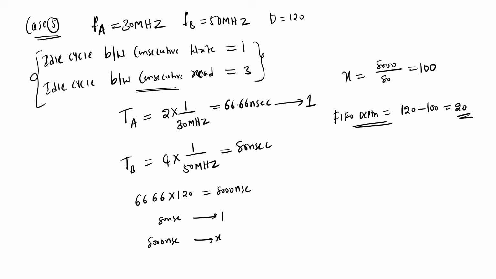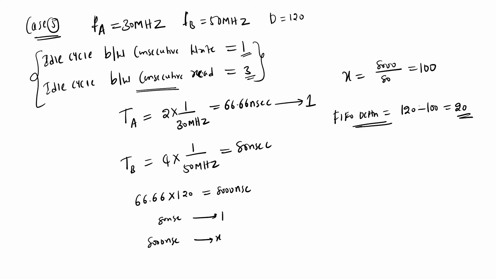So my doubt is, why in this case is the idle cycle one for writing while the reading cycle is three? Reading is happening at a slower pace compared to writing, sir. In this case, the input frequency is 30 megahertz and reading is 50 megahertz. Why didn't we require a FIFO in the earlier case, but in this case we require a FIFO?